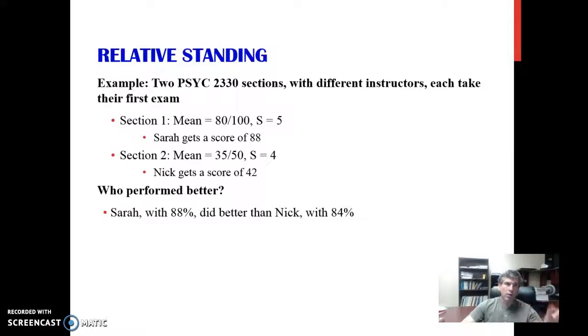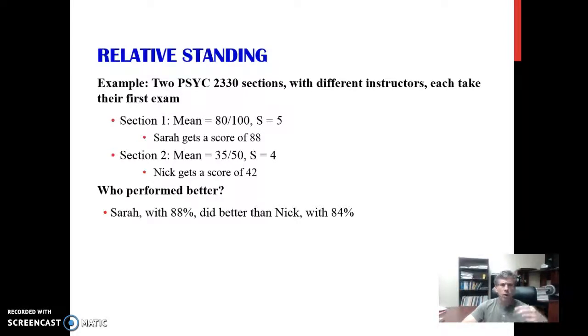So, the first piece of the puzzle, how do we represent relative standing? Let's say that we want to compare two different distributions, two different ways of representing the same variable. A pretty common situation: somebody and their friend are both taking the same course, but with different instructors. Let's say that both Sarah and Nick have taken the first exam in their stats sections, and Sarah received a score of 88, Nick got a score of 42. So raw score, Sarah's a whole lot higher. However, Sarah's exam was worth more points, right? You need to account for that. It's worth 100 points. In Nick's class, there's only a maximum of 50 points, so we need to convert a little bit there.